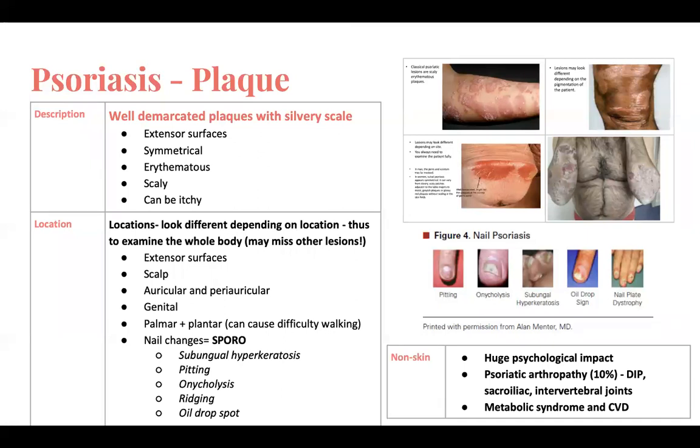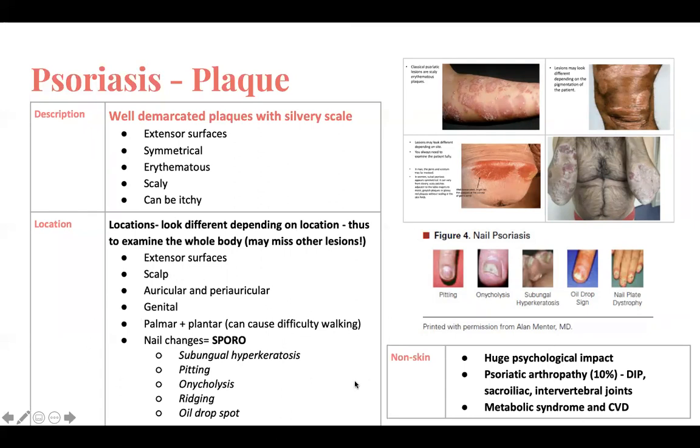It's also important to know the nail changes, because I think they like to ask that a lot. So it's important to do, in a derm exam, if you were to get one, as well as a rheumatological exam. For nail changes, a good way of remembering is SPORO, which I've listed here.